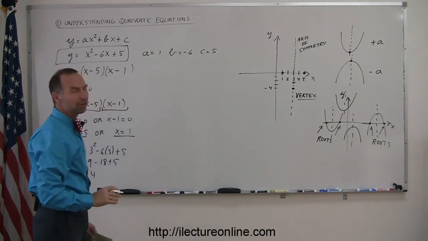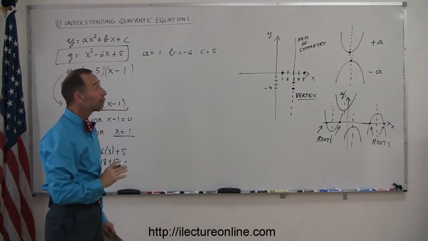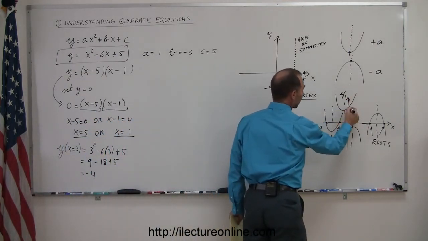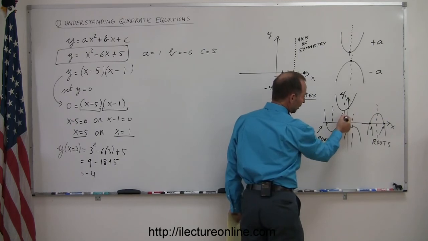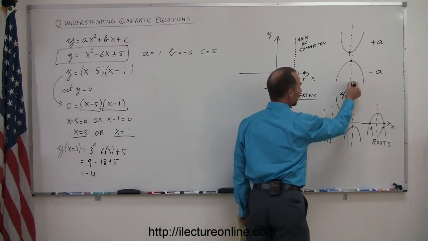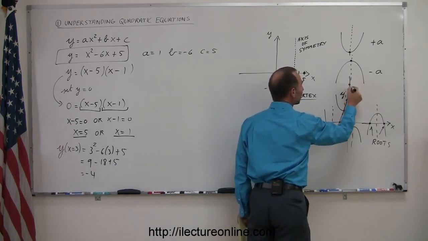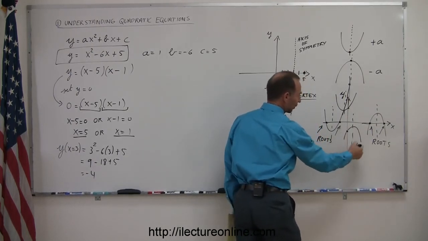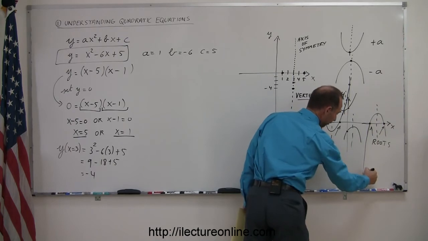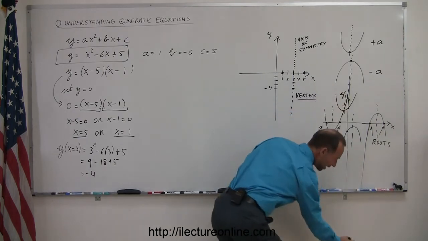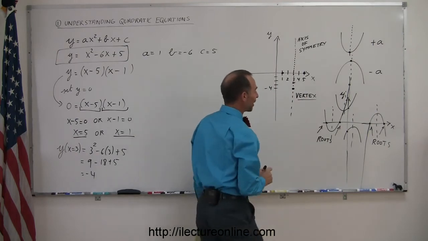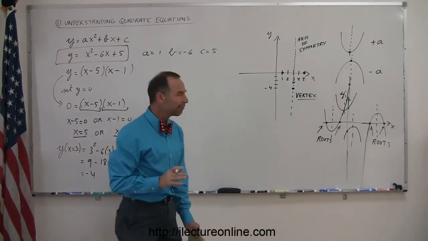Now there's one more special point about the parabola. Sometimes the parabola will cross the y-axis, like over here. In this case, it doesn't look like it, but if you keep going long enough, eventually you will cross the y-axis. Right here, this parabola crosses the y-axis over here. And if this parabola goes on long enough, eventually you can see way down here somewhere, the parabola will also cross the y-axis. How do we find that point?